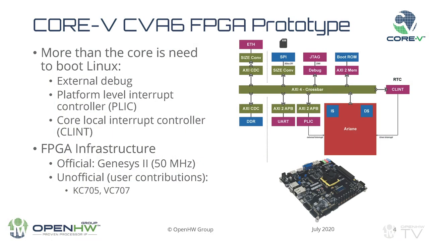Unfortunately, the core itself is not enough to boot an operating system. You also need a reasonably fast emulation platform, which in that case is an FPGA prototype, and a small system on chip component around the core, which provides support for memory, external debug support, the platform level interrupt controller called PLIC, and the core local interrupt controller called CLINT. We offer an FPGA prototype based on the Genesys 2 platform from Digilent, which runs the Ariane core at 50 megahertz.